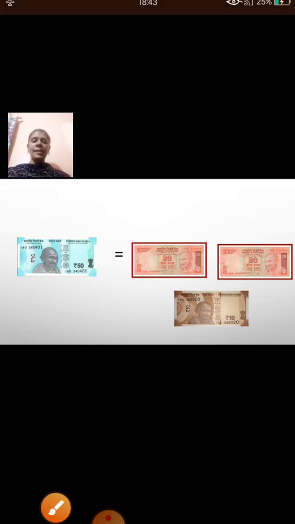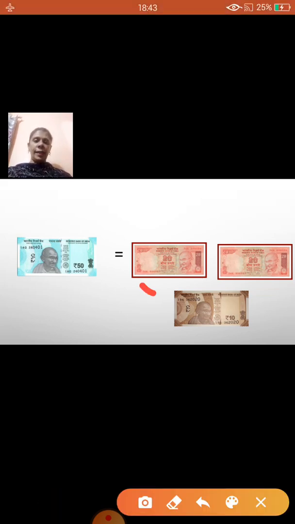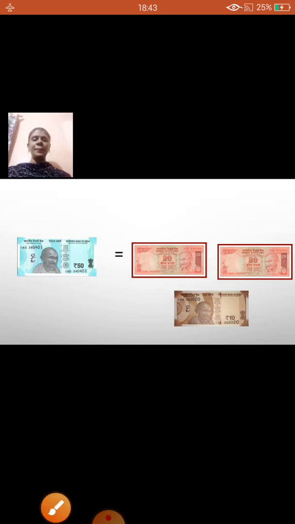Okay. Let us count and see. 20 plus 20 is how much? 40. Correct. Because 2 plus 2 will be 4. And 40 plus this 10 will be how much? 50. Correct. That means two 20 rupee notes and one 10 rupee note will make 50 rupees. Okay, one more 50 rupee note.